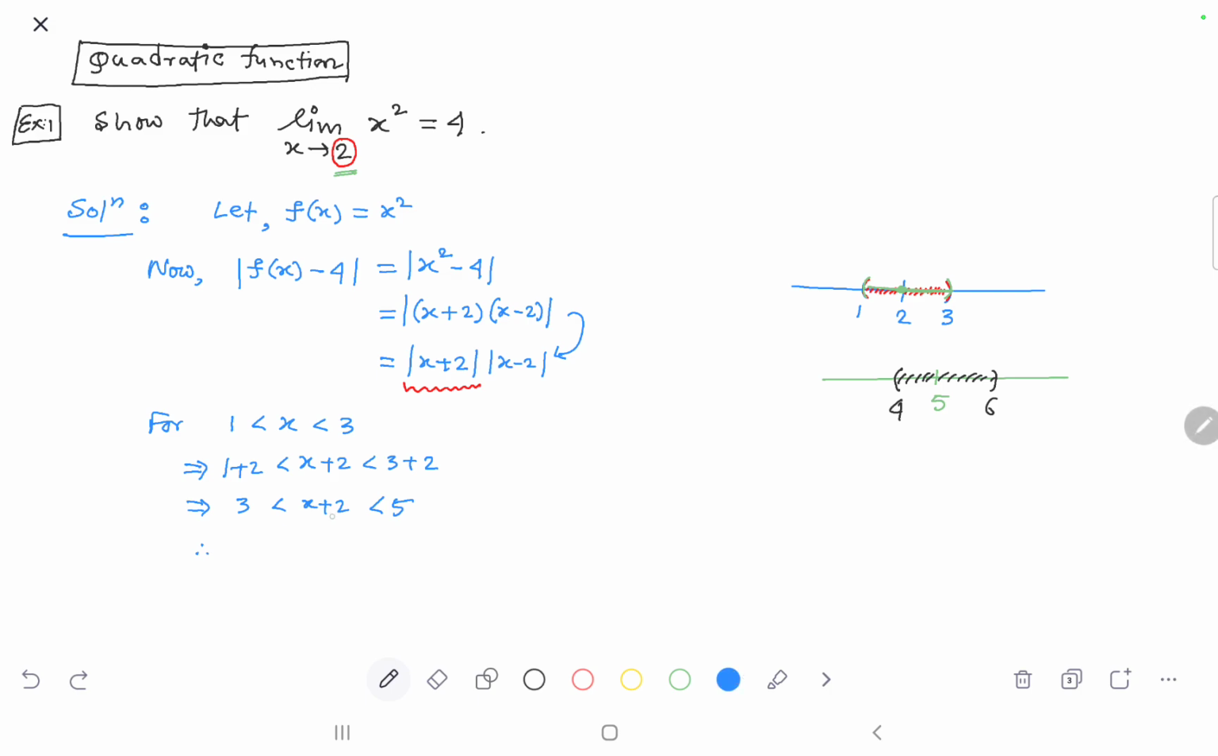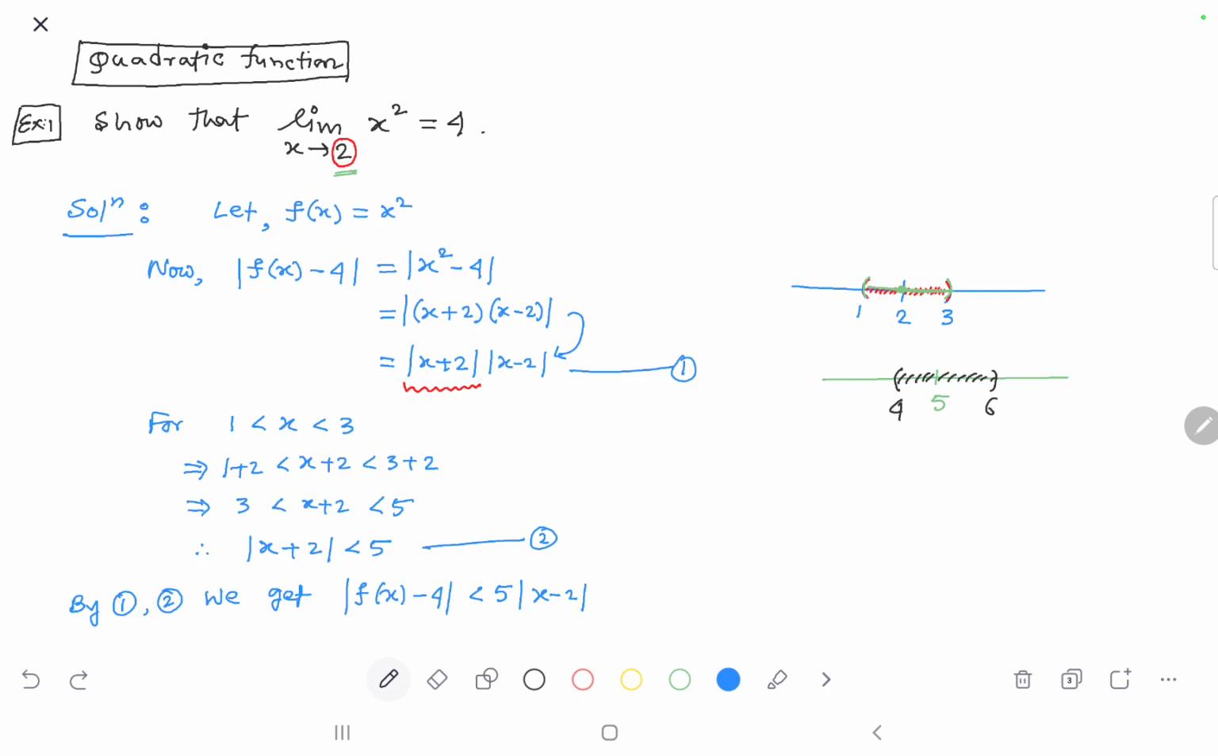All right. So x plus 2 is between 3 and 5. So what should we get? The absolute value of x plus 2 must be less than 5, right? So we get this absolute value less than 5. I have to write in the next line. This is called 1, this is called 2. By 1 and 2, we get the absolute value of f(x) minus 4 is less than 5 into the absolute value of x minus 2.